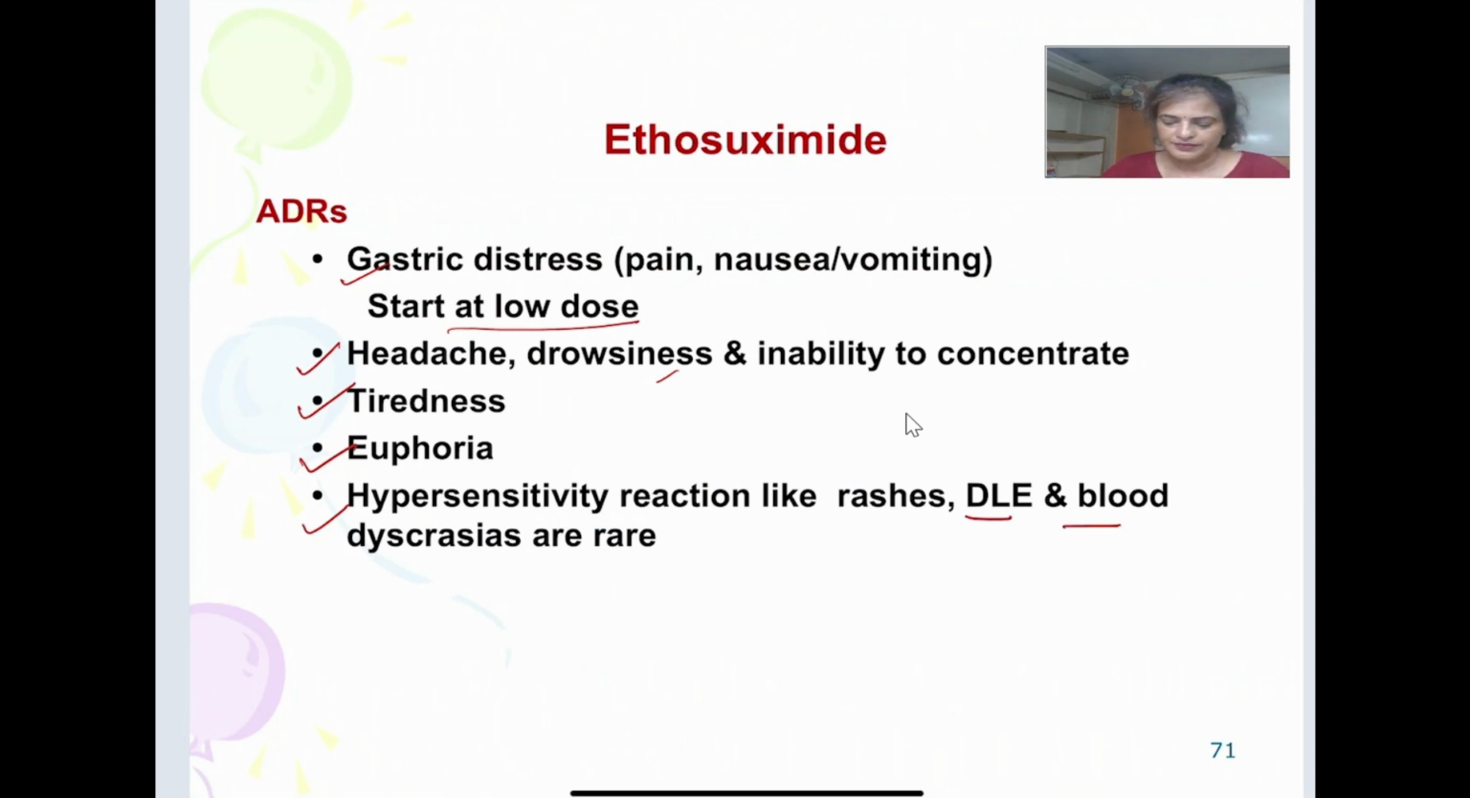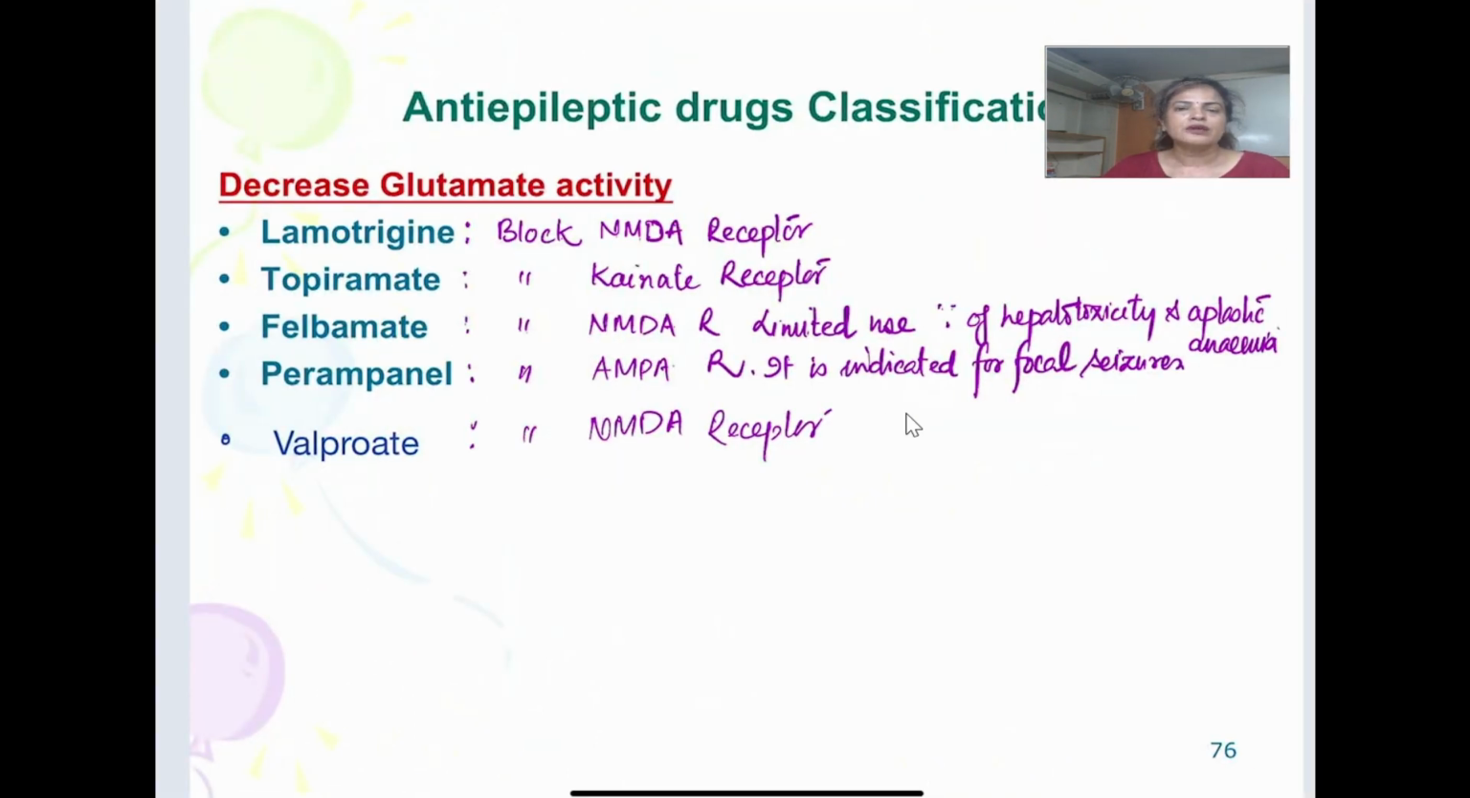rare. Now the next group of drugs are going to decrease the glutaminergic activity, that is, by decreasing the glutamate activity. How? By blocking the different types of receptors. I told you earlier, once glutamate is released, it acts on 3 different types of receptors: NMDA receptor, AMPA, and KAINATE receptor.